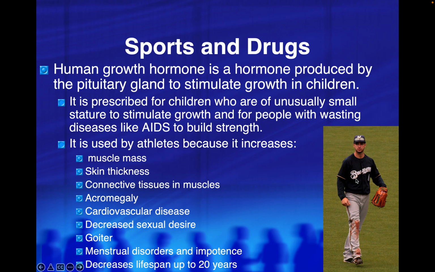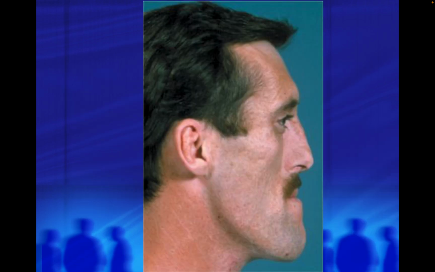This is a picture of Ryan Braun. He was the National League MVP in 2011. In 2012, he was suspended from baseball for half the season because they found HGH in his system, or more than he was supposed to have anyway. And he admitted that he was using it to recover from an injury, but he had used it the year before when he won the MVP. He retired last year, so he's no longer in baseball. That's what acromegaly looks like. As you can see, it elongates your jaw.